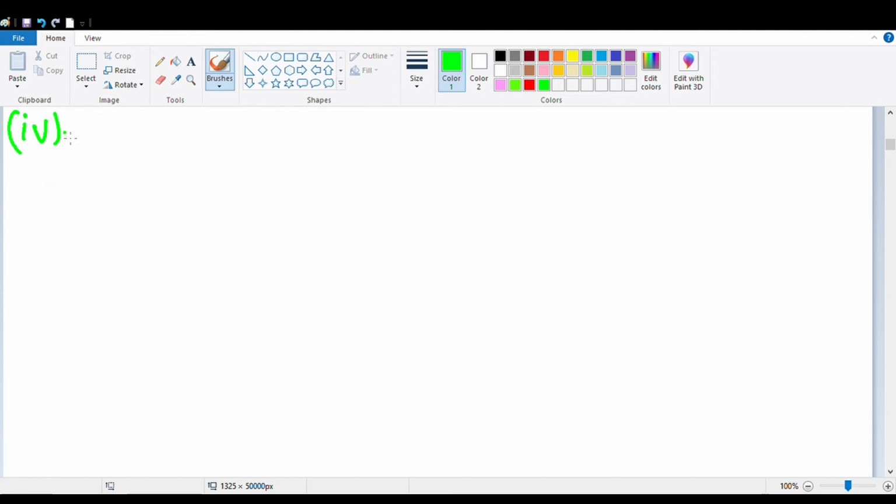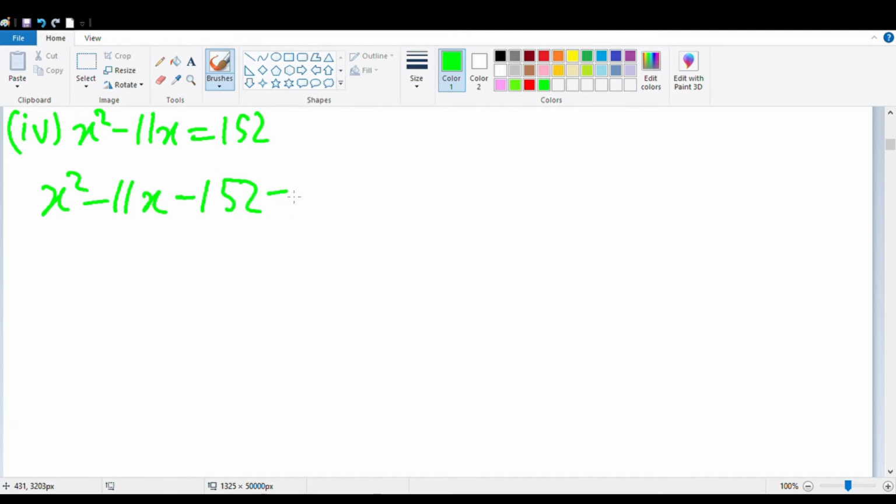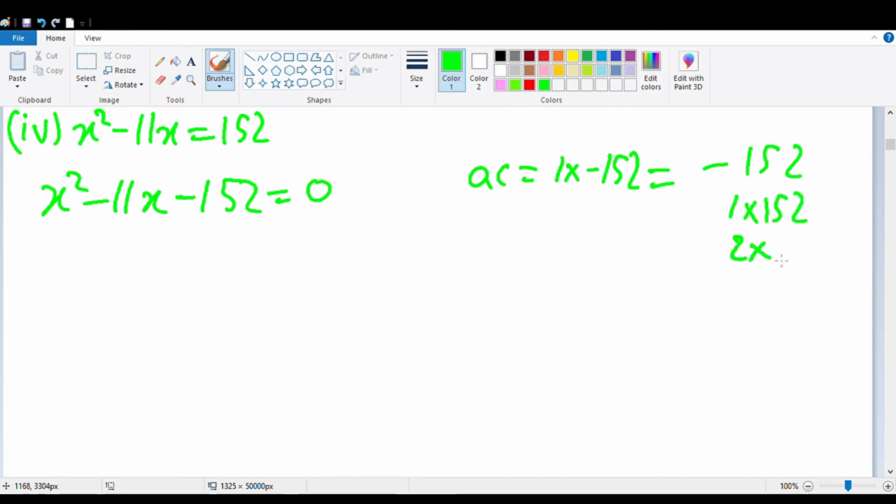Part 4 is x squared minus 11x is equal to 152. Let's send 152 to the left-hand side. So we have the quadratic equation in standard form. We get x squared minus 11x minus 152 is equal to 0. Here, AC is equal to 1 into negative 152, which is negative 152. Factors are 1 into 152, 2 into 76, 4 into 38, and 8 into 19, and then they keep restarting.